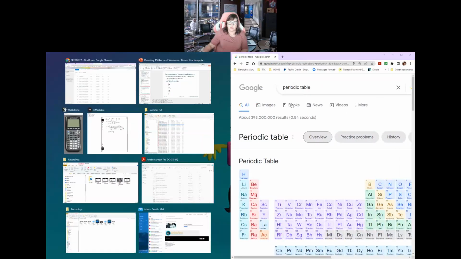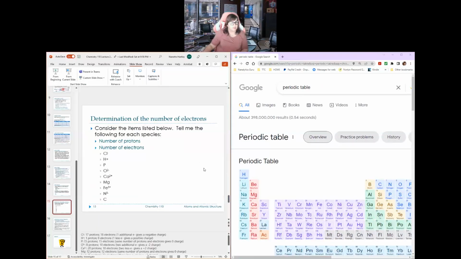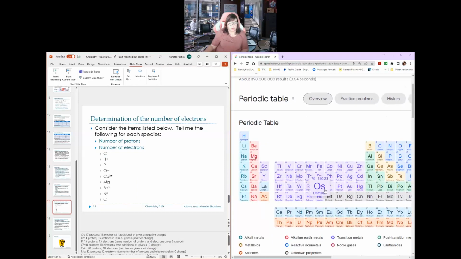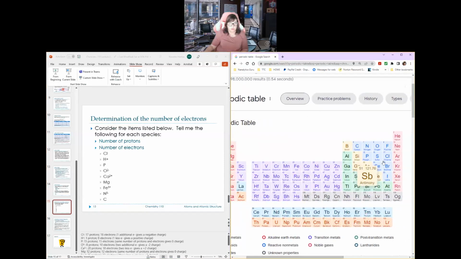Yes, I did just Google periodic table to be able to talk about this. So when we talk about chlorine, where exactly am I going to find chlorine? Well, chlorine is over here. Chlorine is 17, so 17 gives me Cl. That means I have 17 protons. Cl minus, having an additional electron, means that I have 18 electrons for chlorine.